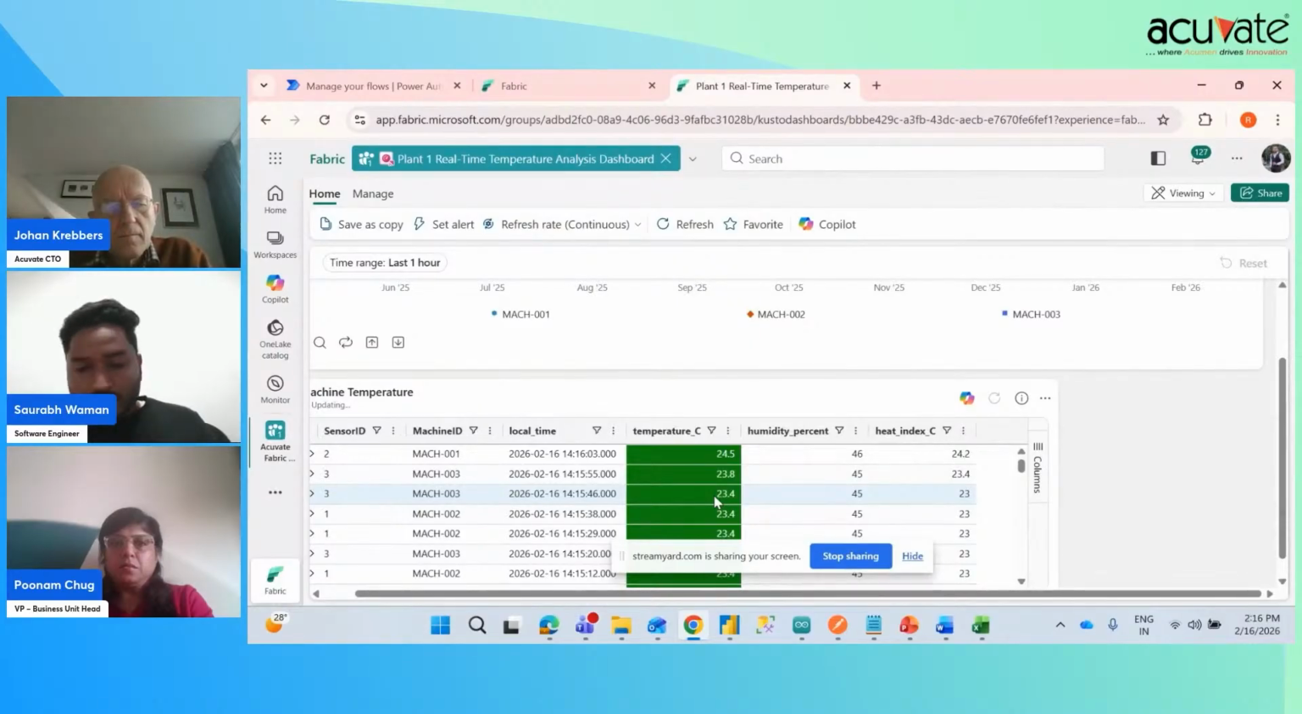You can see the temperature is increasing slightly, 23 to 24. Let me try to increase more. Now it's 25. Once the temperature goes to the moderate level, our agentic AI also gets triggered, and it will start finding the possible causes and actions. Now you can see the temperature has gone to the moderate level. That's why it's showing the orange color.